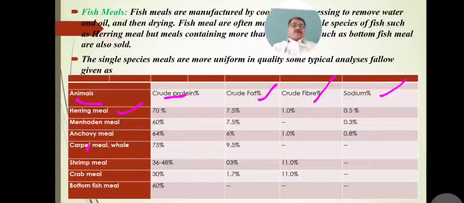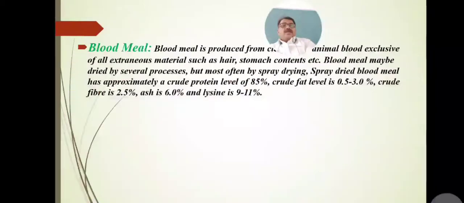But when we have prepared a meal from a single fish species such as herring, menhaden or anchovy, then they can contain all of protein, fats, fibers and sodium. Hence, single species meals are more uniform and of good quality as compared to multiple species feed. This is fish meal, which is formed from animal byproducts.